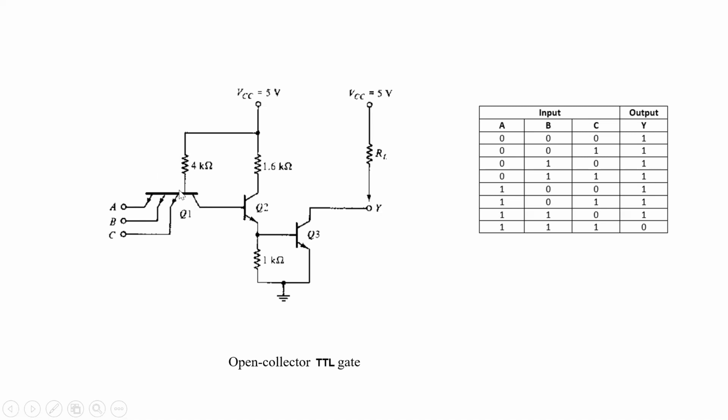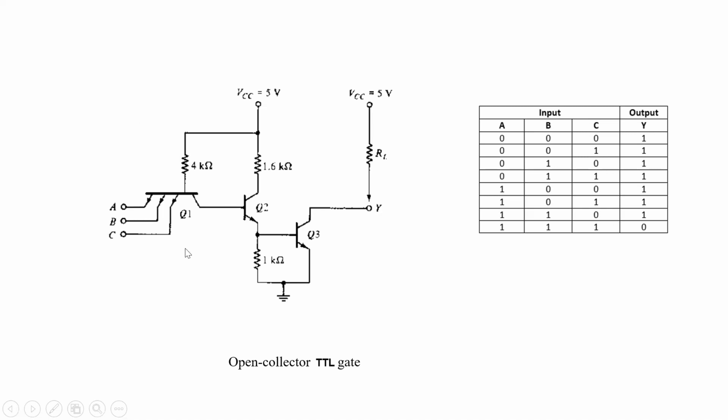When it is on, the base voltage of transistor Q1 becomes 0.9 volt. This 0.9 volt is not enough to turn on transistor Q3. So transistor Q3 is off, because to turn on transistor Q3 requires 1.8 volt. Since Q3 is off, the output voltage will be high.